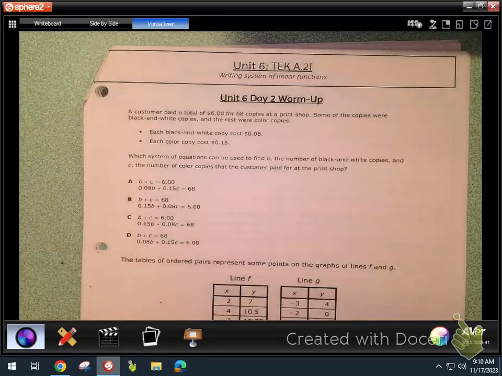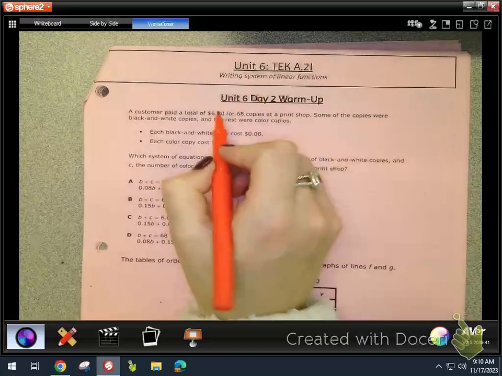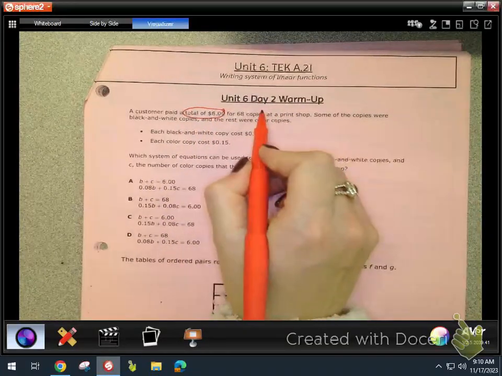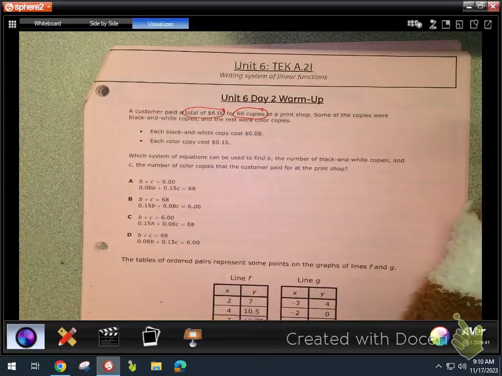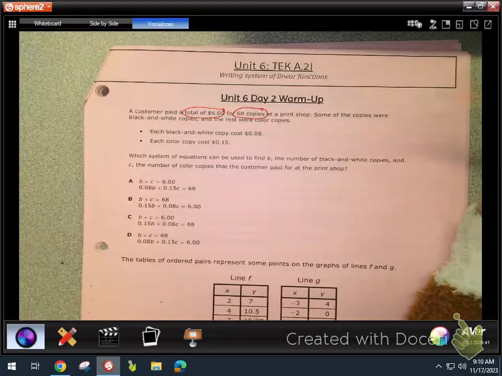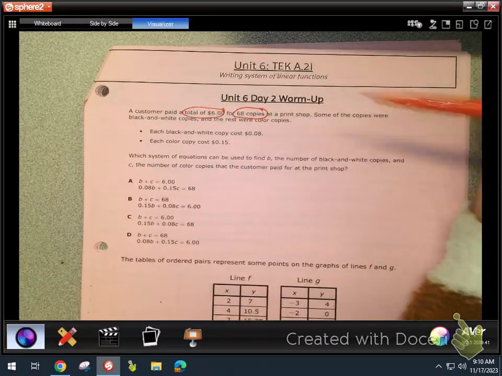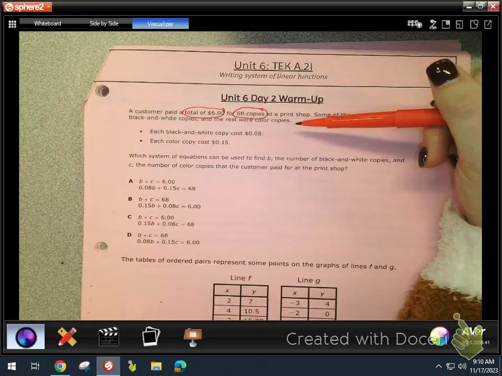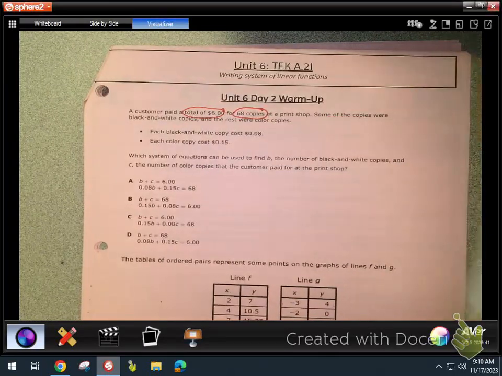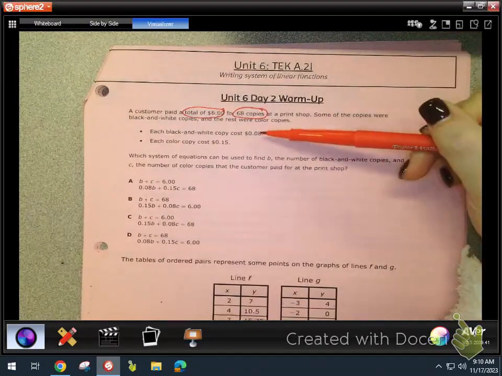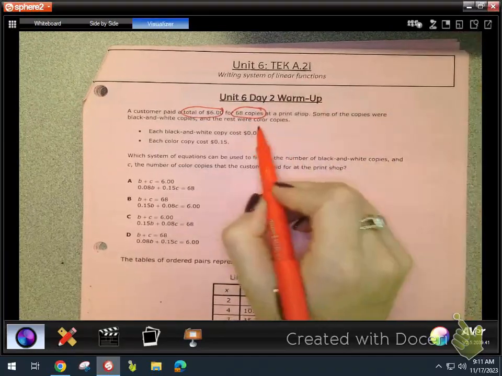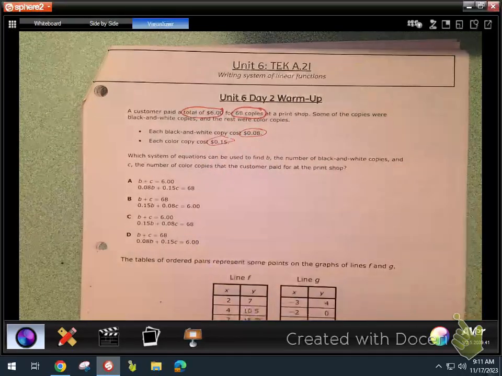So a customer paid a total of $6. I'm going to circle that. Total of $6 for 68 copies. I'm going to circle that because those are numbers that I'm going to need to use. One of them is a money amount. One of them is the number of copies. Some of the copies were black and white copies. The rest were color copies. Each black and white copy cost 8 cents. Each color copy cost 15 cents. Okay, so these are money amounts as well. I'm going to circle those.